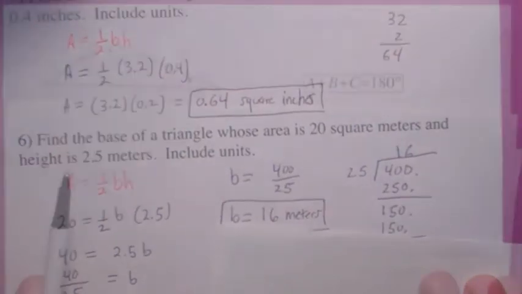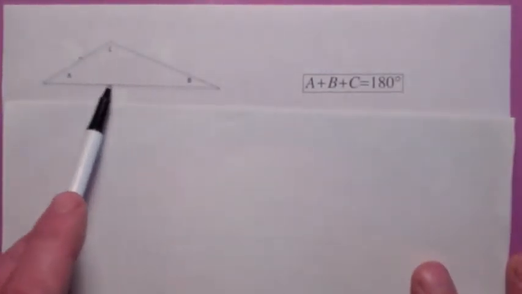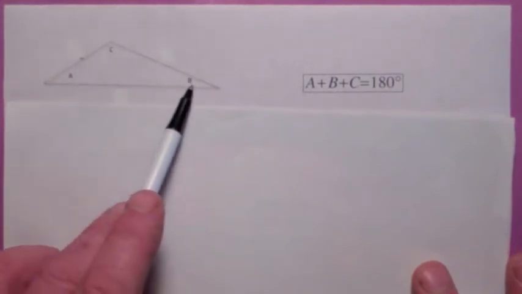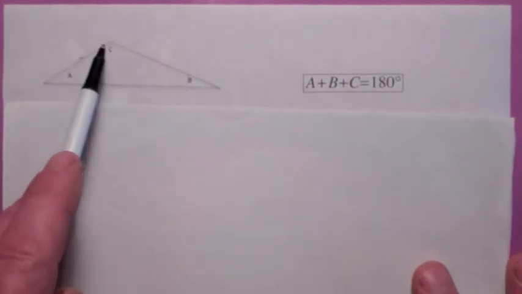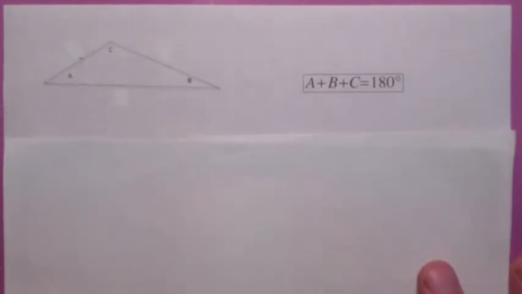So those are 4 formulas I want to talk about with triangles. It has to do with the angles of a triangle. There's 3 angles in here. If you add the sum of these 3, you always get 180 degrees. Okay, so angle A plus angle B plus angle C is 180. That'll come up next quarter, I'm sure.